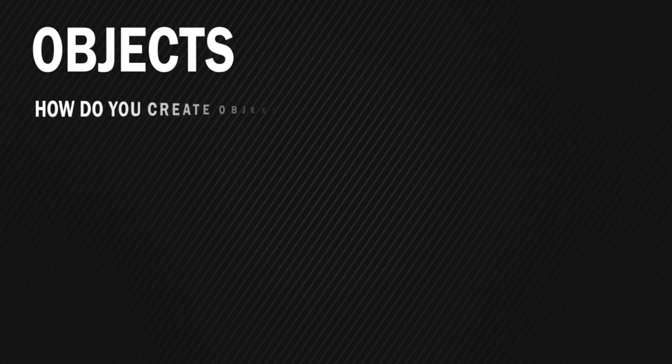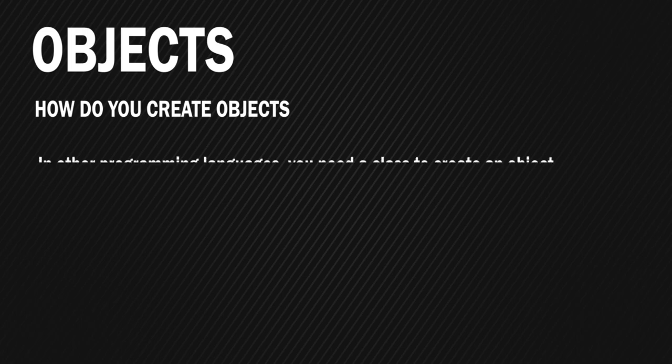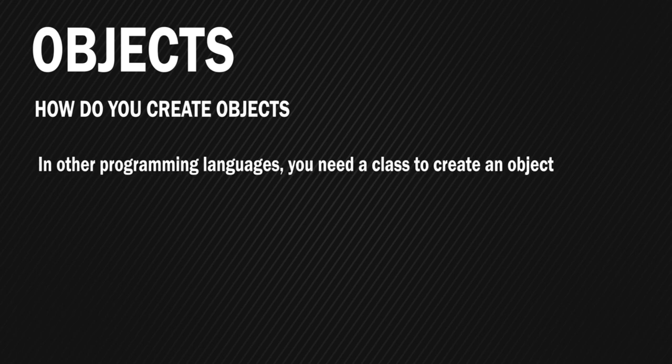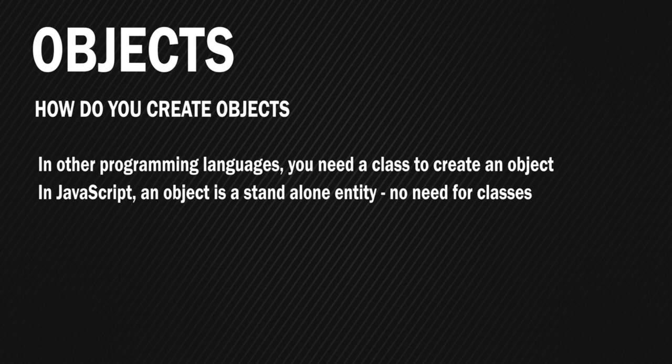So we've already been seeing examples of objects, playing around with them, but I want to be more specific now. How do we create objects? Well, in other programming languages, you need a class to create an object. But in JavaScript, an object is a standalone entity. There's no need for classes.